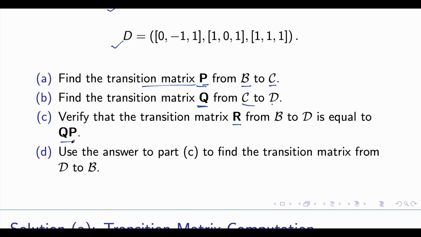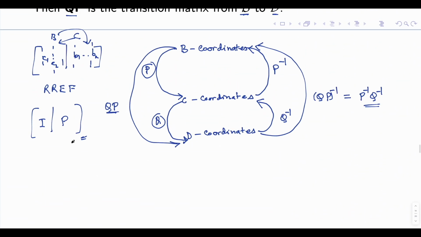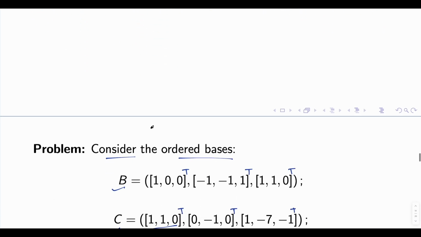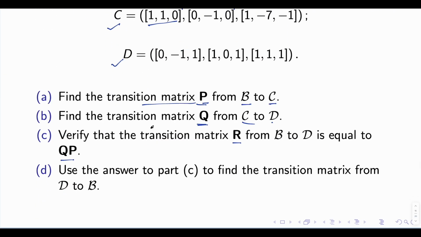Part C says to verify the transition matrix R from B to D as equal to QP. So what you have to do: first you write, from B to D we want to go. So first we write the D vectors as columns and then write the B vectors in the right columns and then perform RREF to get the matrix QP. Or else we already have Q and P in our hand. If we multiply these two matrices, it is nothing but the new matrix from B to D. So this is what they are saying in this problem, verify the transition matrix.